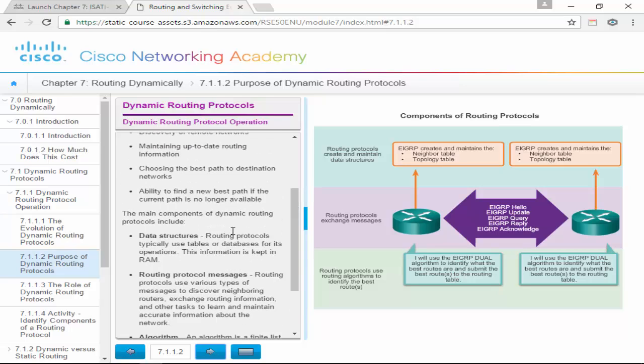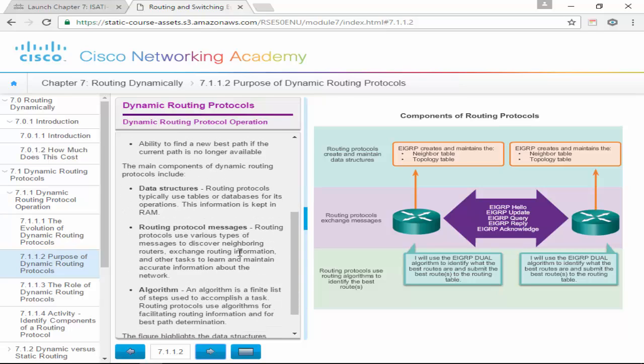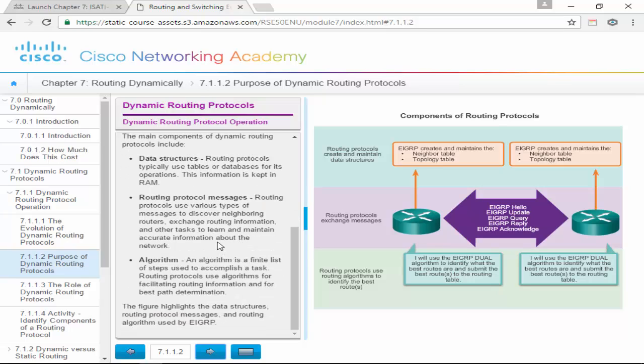As for data structures, routing protocols typically use tables or databases for operation. This is kept in the RAM. Routing protocols use various types of messages to discover neighboring routers, exchange routing information, and other tasks to learn and maintain accurate information about the network. They use algorithms, which is a finite list of steps used to accomplish the task. Routing protocols use algorithms for facilitating routing information and for best path determination.